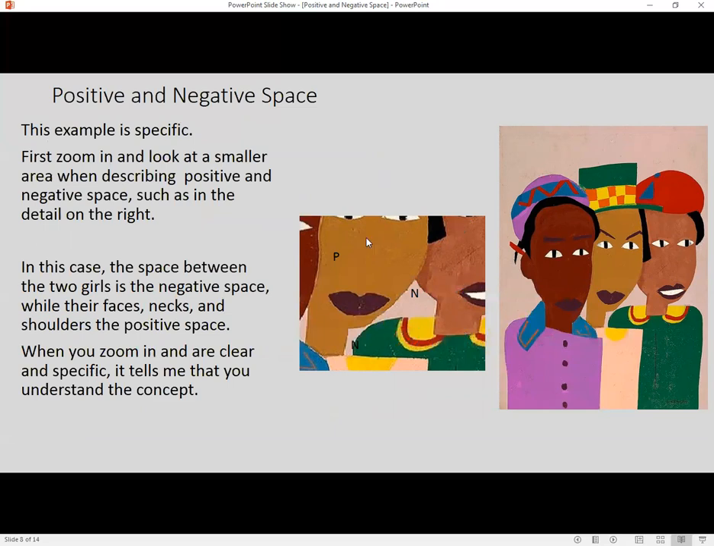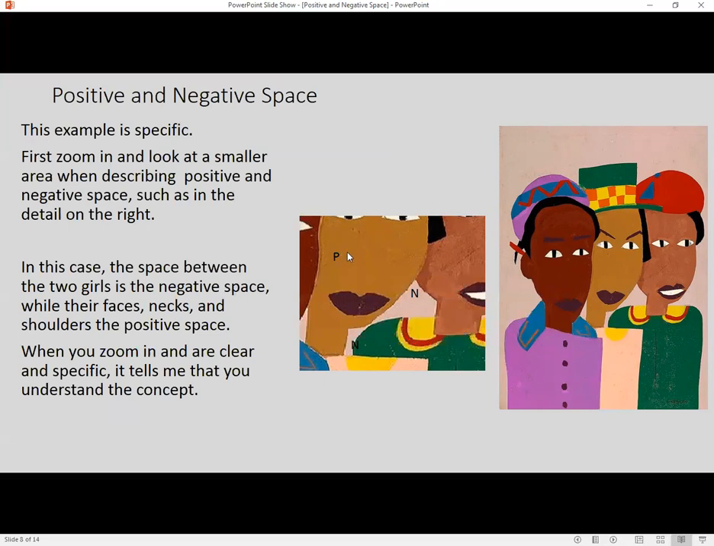And then you're gonna describe the positive spaces that are adjacent to one another, that are next to each other, and then you're gonna describe their corresponding negative space that relates directly to them. So when you zoom in and you're clear and specific, it tells me that you understand the concept.